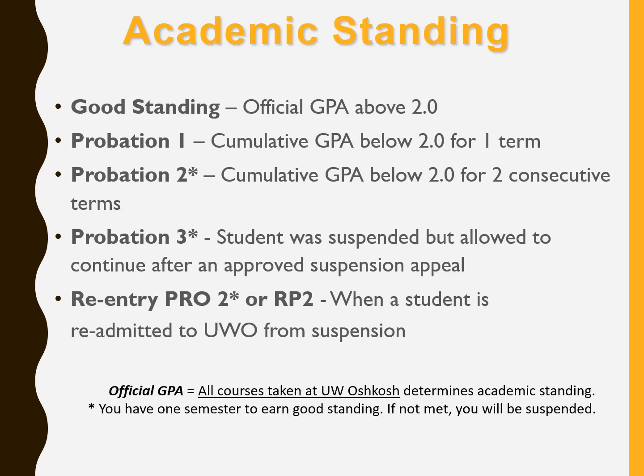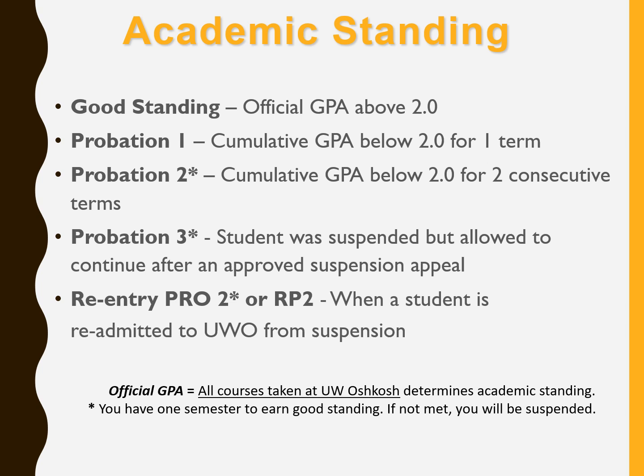Academic standing is a classification used to measure a student's academic performance using GPA. If a student has a GPA of 2.0 or higher, they are considered in good standing. If a student's GPA falls below a 2.0 for one semester, they will be placed on probation 1. If a student's GPA remains under a 2.0 for 2 semesters in a row, they are placed on probation 2 and have 1 semester to get the GPA over a 2.0.